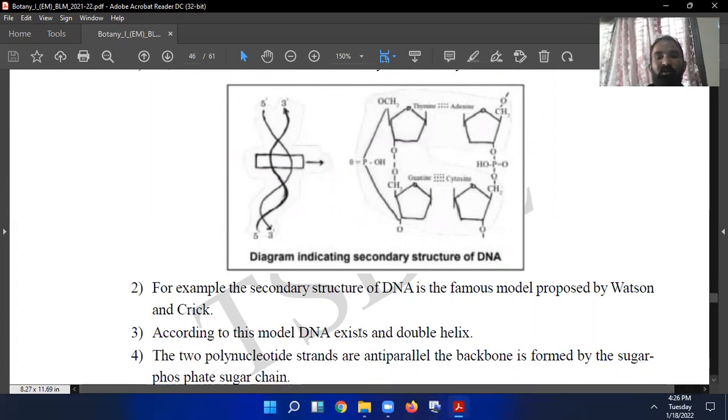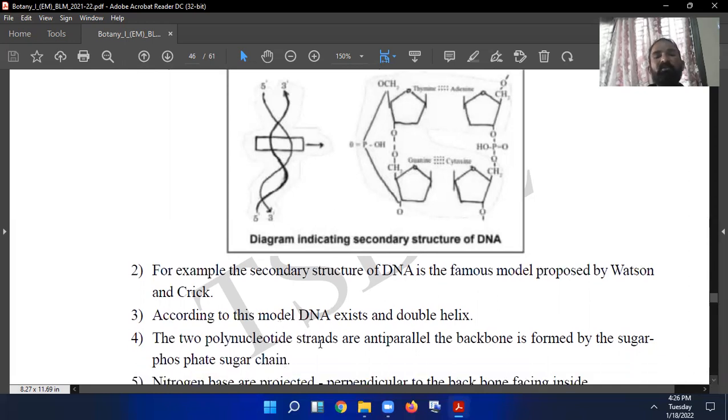According to this model, the DNA exists as a double helix. See the figure here: two helical threads are attached to each other, forming the double helix model. The two polynucleotide strands are anti-parallel, and the backbone is formed by sugar and phosphate. This is one thread of the DNA, and this is another thread of the DNA. Both polynucleotide strands are arranged anti-parallel.